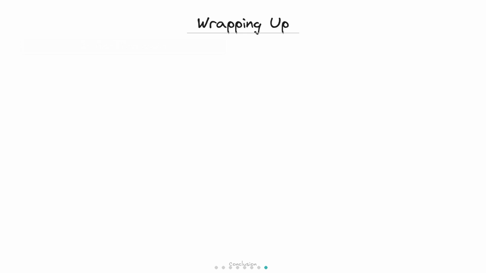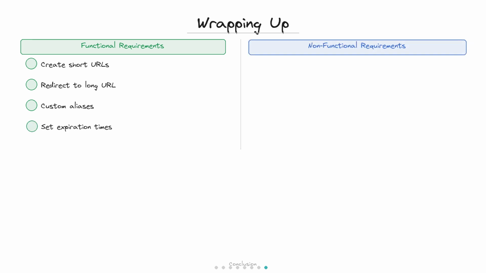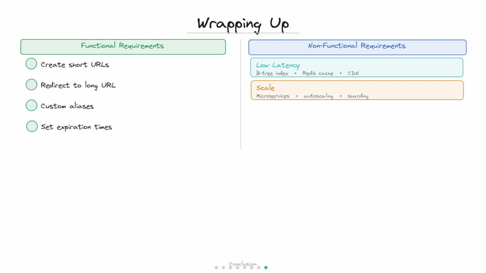Let's close the loop on everything we set out to build. On the functional side, users can create short URLs, get redirected, use custom aliases, and set expiration times, all four covered. On the non-functional side, low latency via B-tree primary key indexing, Redis, read-through caching, API gateway rate limiting, and optional CDN. Scale via microservices split, horizontal autoscaling, batched Redis counters, Kafka consumer decoupling, and optional database sharding.